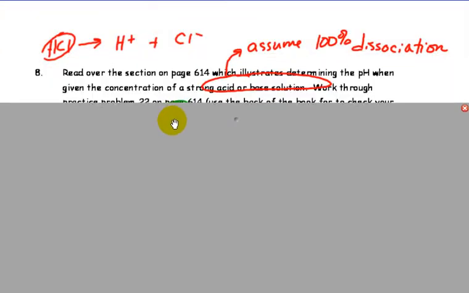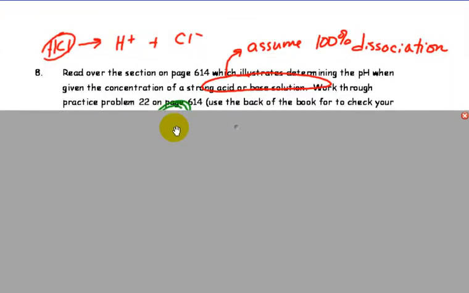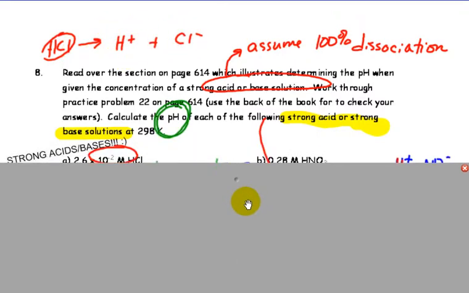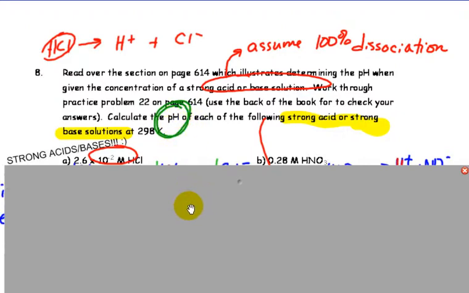Okay, the last couple of things we'll be looking at are strong acids and bases and weak acids and bases. So for strong acids, first of all, we assume that 100% dissociation occurs. So if I have HCl, 100% of it breaks down into H plus ions and Cl minus ions in solution. So here, just simply calculate the pH.